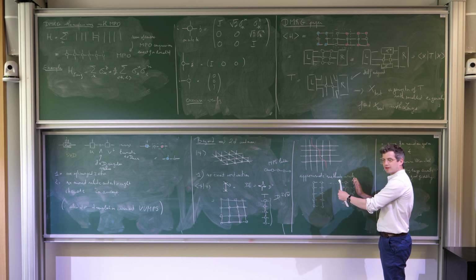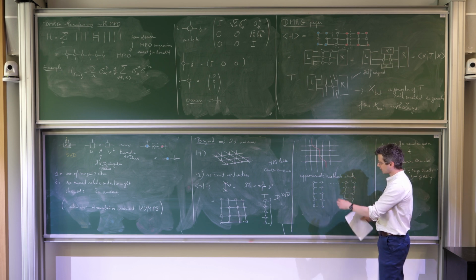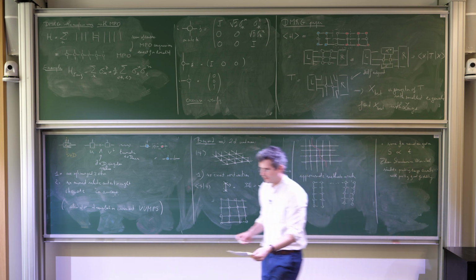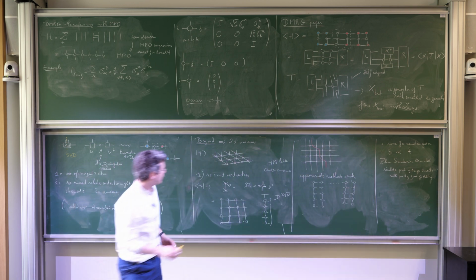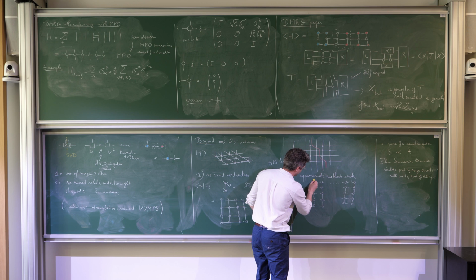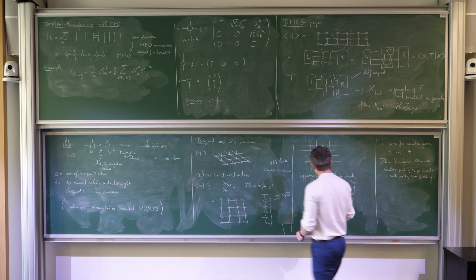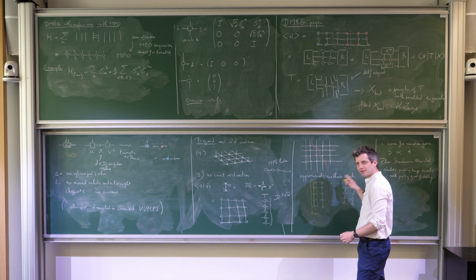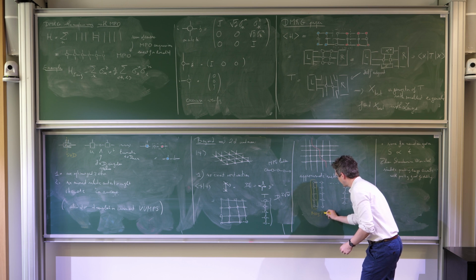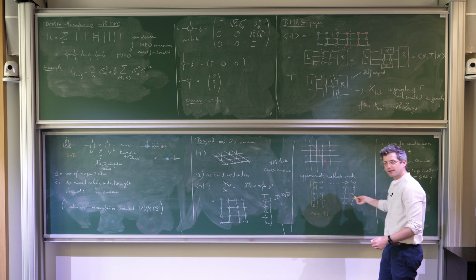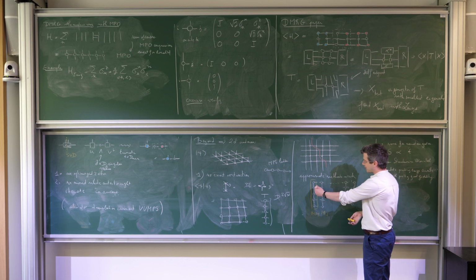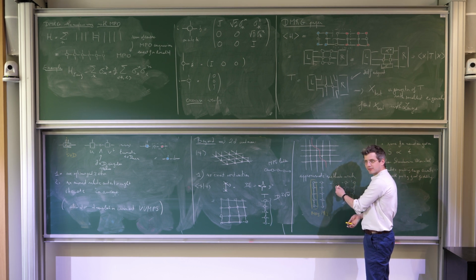My PEPS contraction, my 2D contraction, I can see it here as an MPS. Now evolved with an MPO, on which I apply an MPO many times. And of course, every time I apply an MPO, I increase the bond dimension. But then I can put in canonical form, truncate, and keep on.